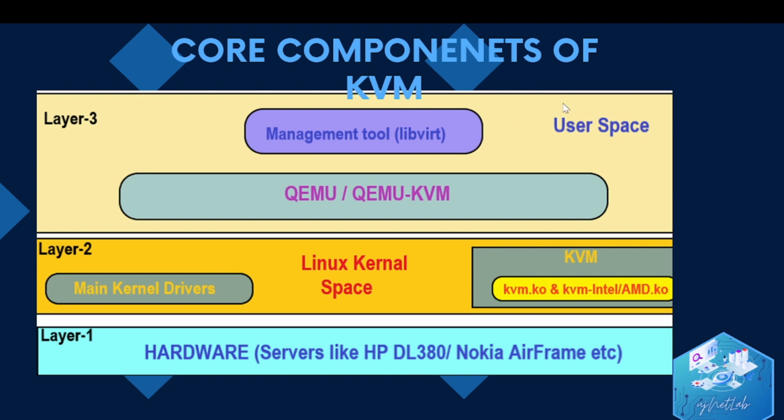Hardware can be anything, so let's jump into the kernel modules. What are these kernel modules? As we discussed, the Linux kernel is like the core of the operating system, right? It's the brain that manages everything, from memory to how software communicates with the hardware. Now, this brain can learn new tricks.